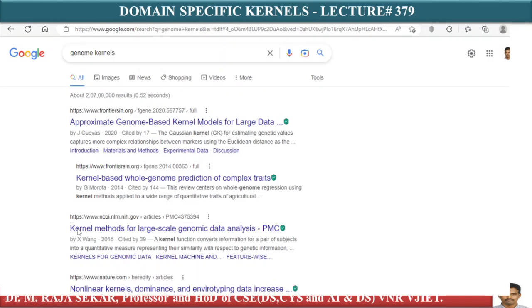Let me type genome kernels. The people from bioinformatics may search for genome kernels. Just see, kernel based whole genome prediction, kernel methods for large scale genomic data. You can see a lot of articles and papers. The people who are working in bioinformatics are using this stuff. Just see Gaussian kernel for estimating genetic values. There are so many domain specific kernels. So what people have done over the years, they have spent a lot of energy and time in designing domain specific kernels.